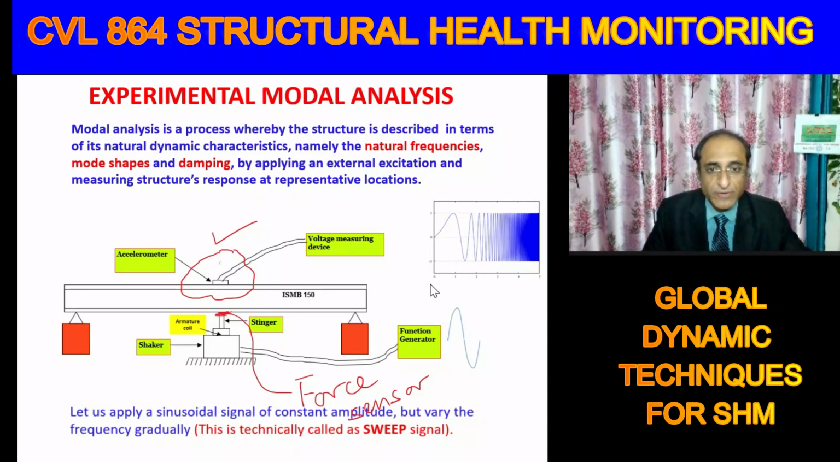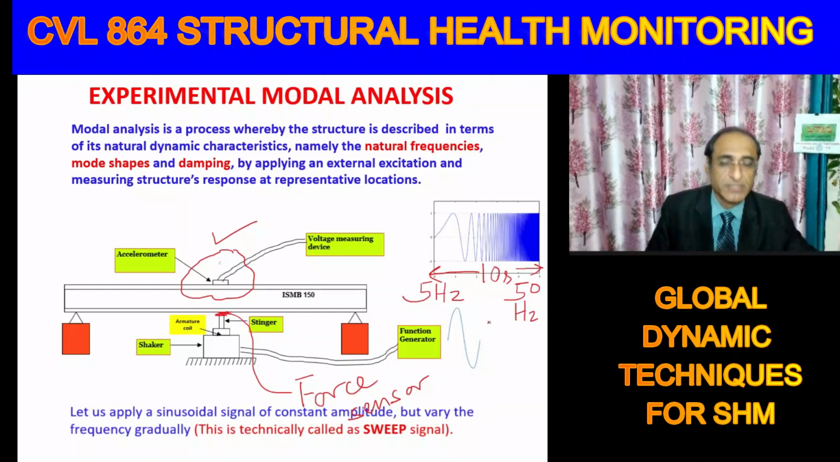With a sweep signal, it means that we are starting with a certain frequency. So we have given the instruction that we will start with, say, 5 Hertz. I'm just giving an example, and gradually the frequency will be increased to, say, 50 Hertz, and we can set a time that, let's say, in 10 seconds the frequency will be gradually increased from 5 Hertz to 50 Hertz. So this is called a sweep signal.